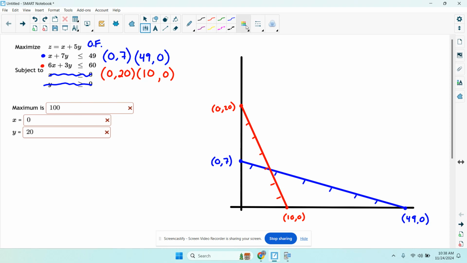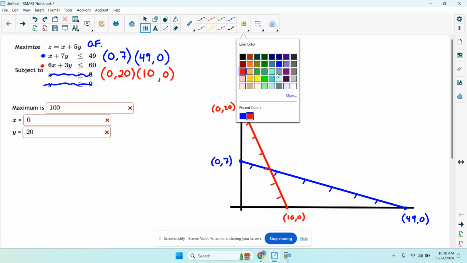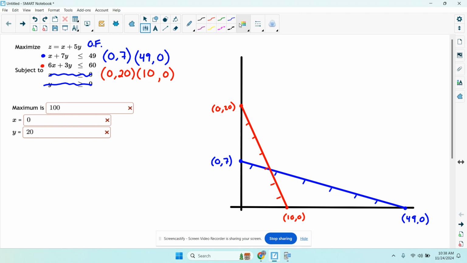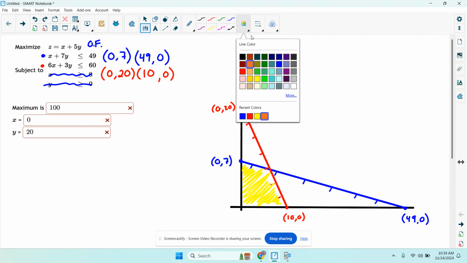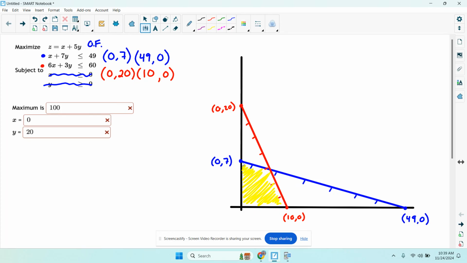So my feasible region, if I look at the overlapping parts of these inequalities, it's everything to the left of the red and below the blue. So my feasible region is going to be this quadrilateral right here, this little box. So I have four corners when I'm looking at this box. I have 0, 7. I have the origin. I have 10, 0, and I have the intersection of the two lines.